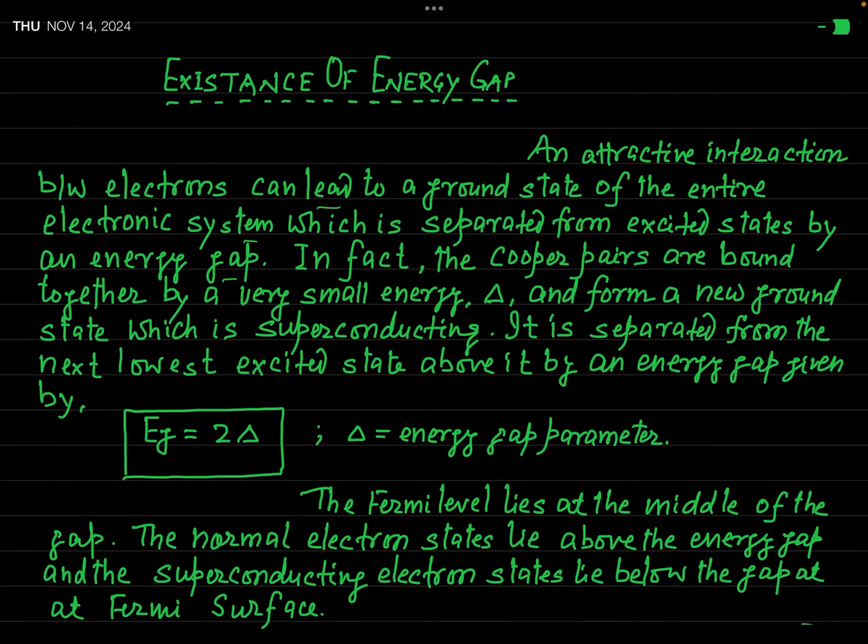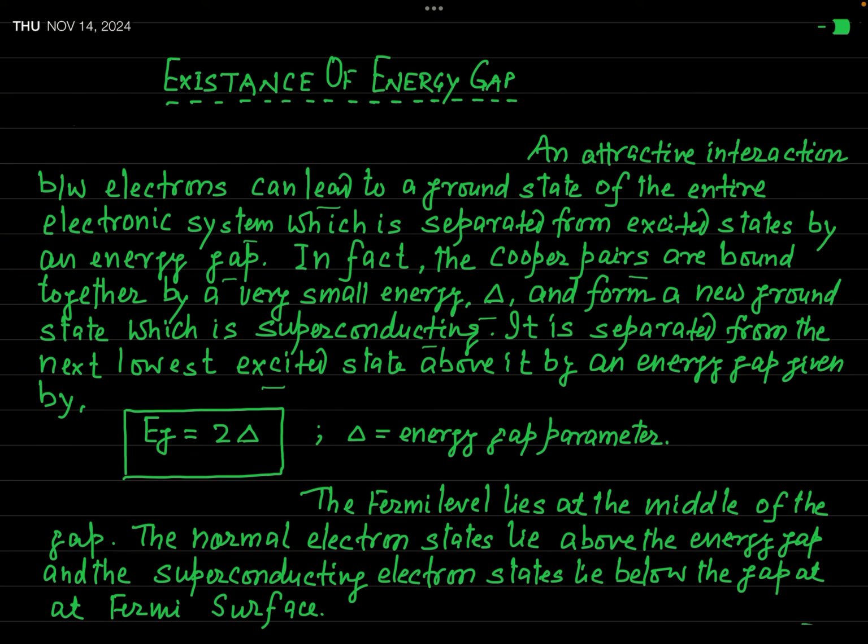In fact, the Cooper pairs are bound together by a very small energy, which is denoted by the symbol delta, called the energy gap parameter. These Cooper pairs form a new ground state, which is superconducting in nature. This ground state is separated from the next lowest excited state above it by an energy gap given by Eg equal to 2 times delta, where delta is the gap parameter. So definitely an energy gap will appear in all the superconductors.